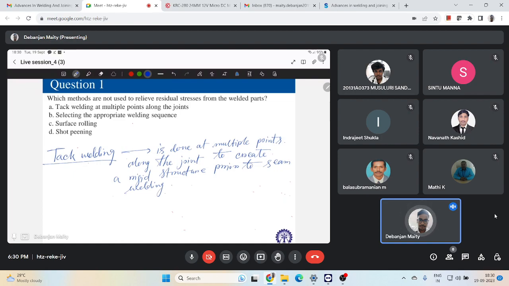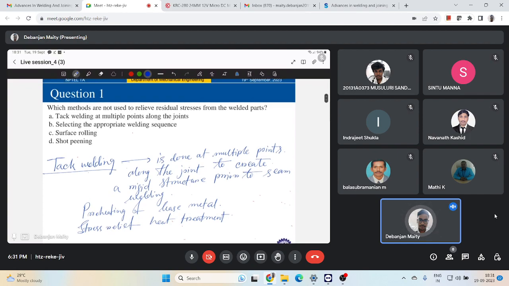And you can always preheat the base metal part, preheating of base metal. Then you can do some stress relief heat treatment also. Those are a few of the techniques through which you can reduce those residual stress and distortion over a structure.